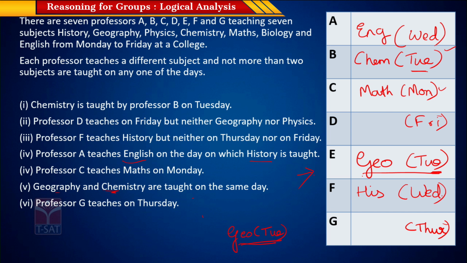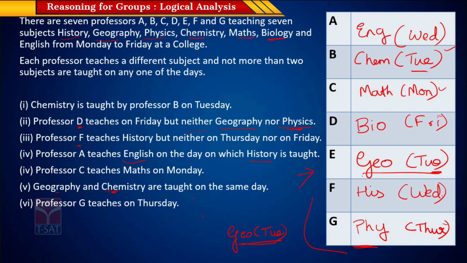Now you're left with what does D teach. So D doesn't teach geography nor does he teach physics. So let's see. Out of all the subjects, we are done with history, we're done with geography, we're not done with physics, but it is clear that Professor D does not teach physics. So what is the only entry where physics can go? That is Professor G. And what else? We're done with chemistry, we're done with maths, and what subject is left over? Biology. So D teaches biology. So this is how you fill in your table.